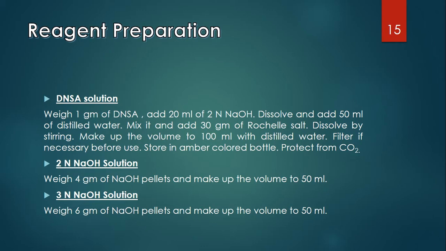Filter if it is required and store in amber colored bottle and protect it from carbon dioxide. So this is how we can make dinitrosalicylic acid reagent. For preparing 2 normal NaOH, weigh 4 gram of NaOH pellets and make up the volume to 50 ml. And to prepare 3 normal NaOH, weigh 6 gram of NaOH pellets and make up the volume to 50 ml with distilled water.